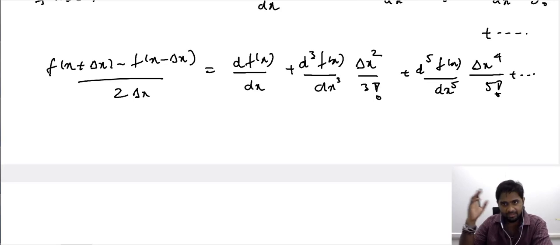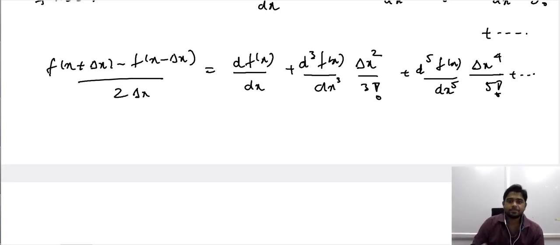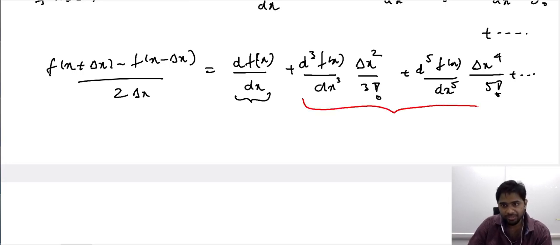Now what we have arrived at is an expression that relates the first derivative. So this is the first derivative of f of x that we are interested in, and these are the associated error terms.